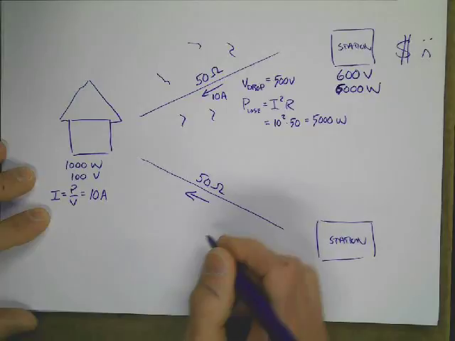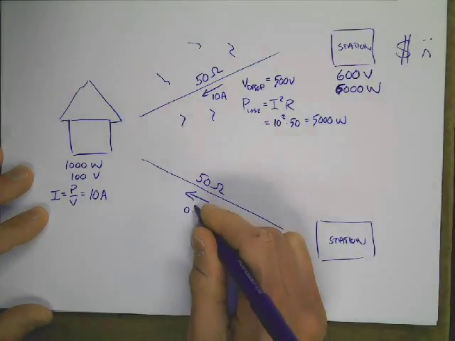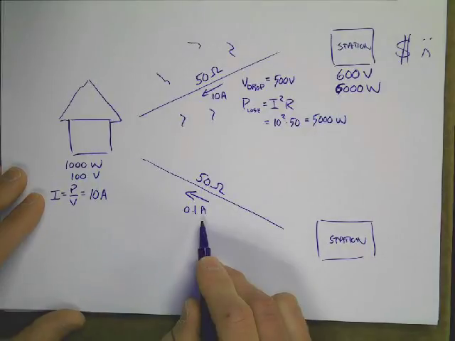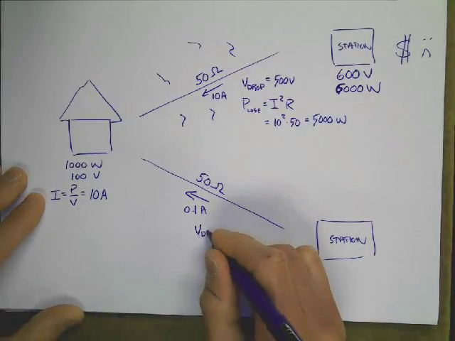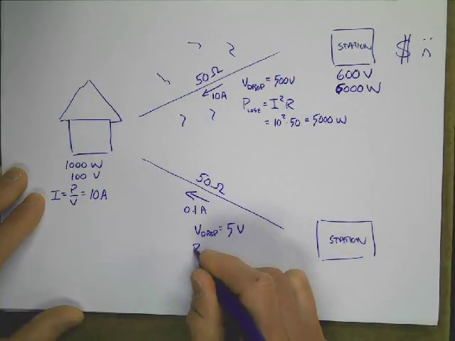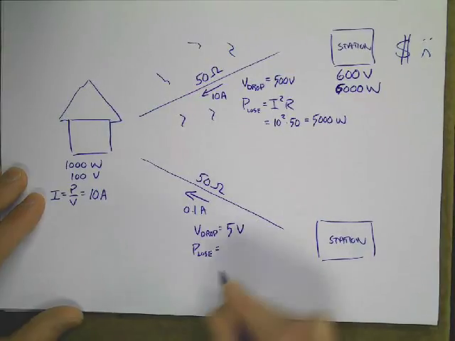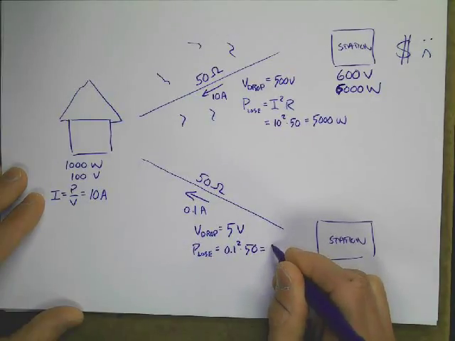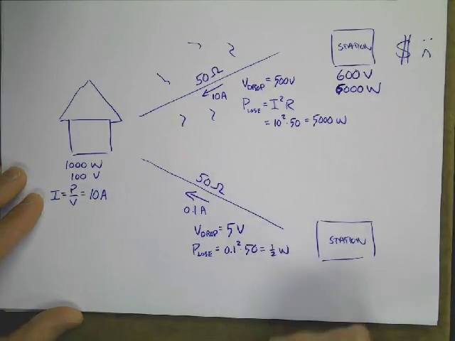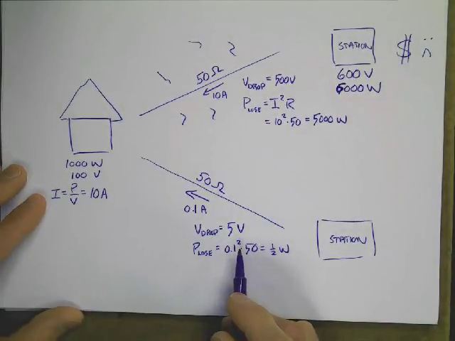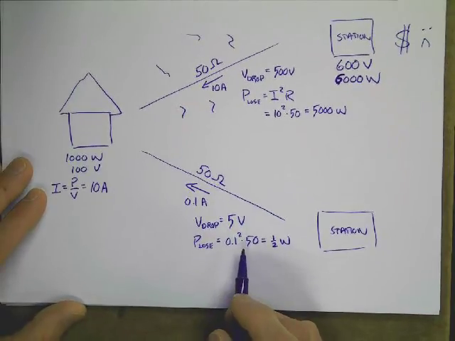A better way would be if you could actually send less current. What if we could basically do the job here by sending less current, maybe a current of only 0.1 amps instead of 10 amps? You can see right away that my voltage drop in this case would only be 5 volts, and the power that I lose is going to be 0.1 squared times 50, which I believe is only 1/2 of a watt. So that's a lot less power loss, and a lot less voltage loss going on there. Okay, that'd be much better.